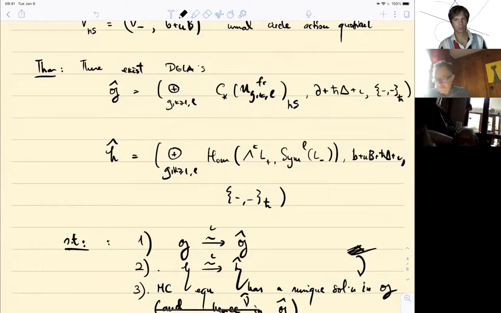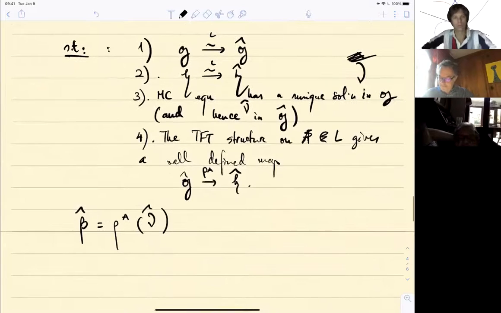Andrei, I can't read, if you scroll back down, I can't read item 4. The TFT structure on, sorry, I erased a bunch of things, on L.